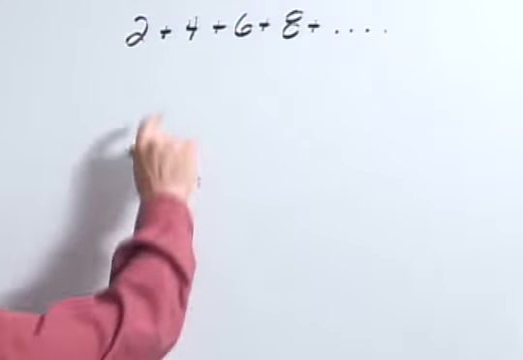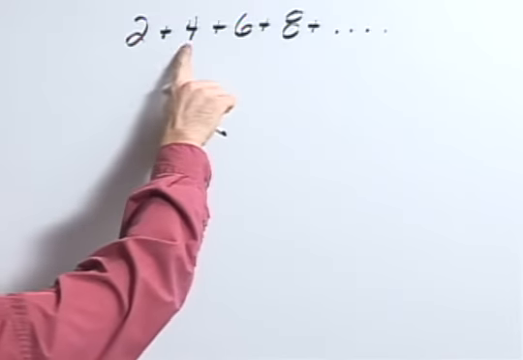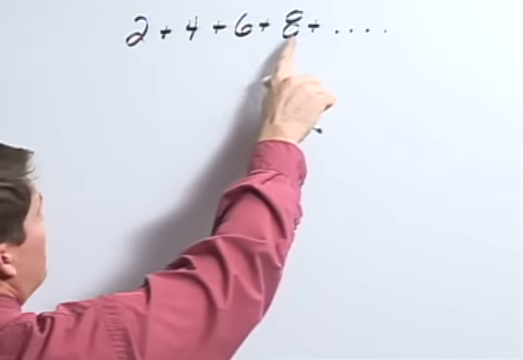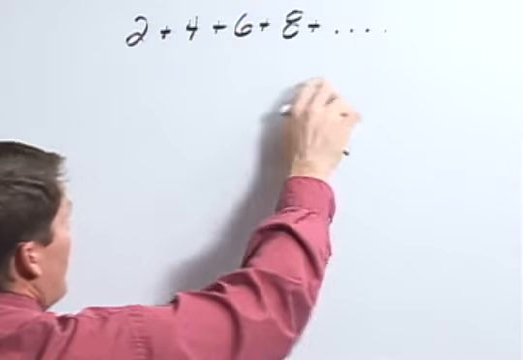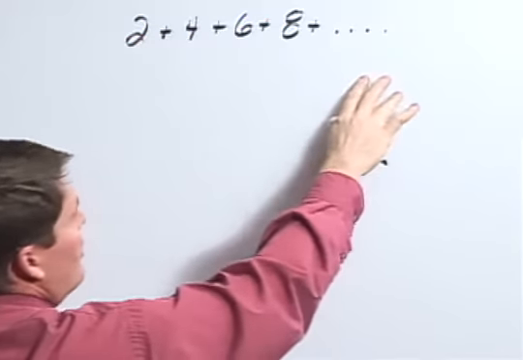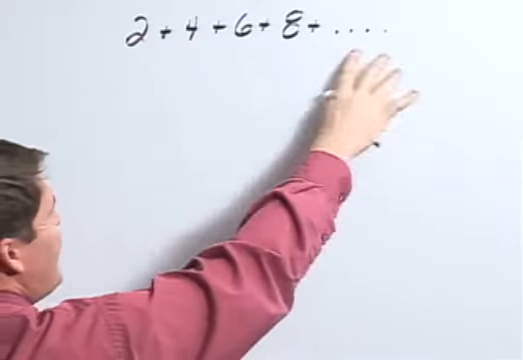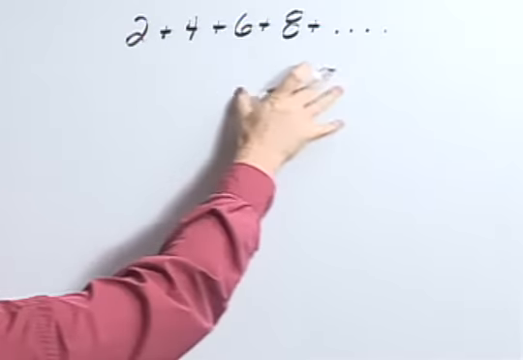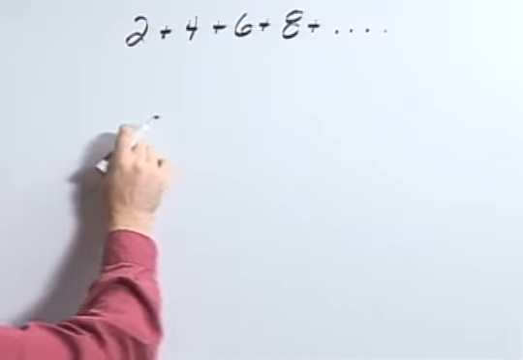Find the sum of the first 200 positive even integers. Went ahead and started 2 plus 4 plus 6 plus 8 plus 10 plus 12. I could do that until I had all 200 of them and then add them up. But frankly, I don't want to take that approach. I want to try something else.